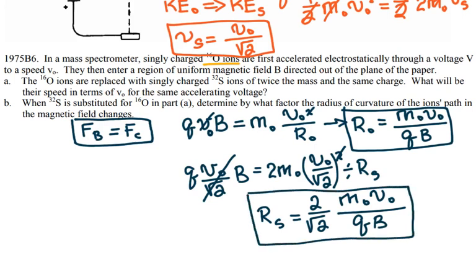And if I compare these two, then I see that the radius of the sulfur is going to be 2 over the square root of 2, that is square root of 2, times the radius of the oxygen. So that will be my answer.